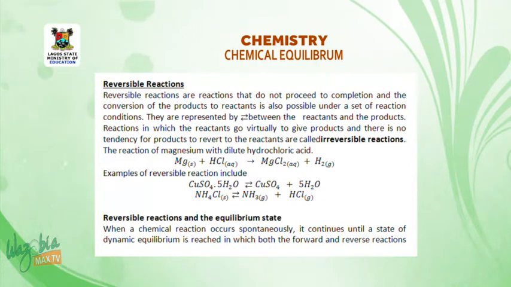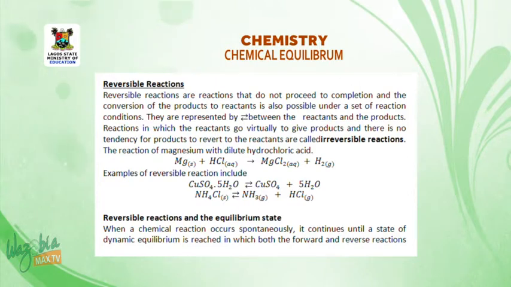Examples of reversible reactions include the decomposition of copper(II) sulfate pentahydrate to give copper(II) sulfate and 5 moles of water, and also ammonium chloride decomposing reversibly to give ammonia and hydrogen chloride gas.